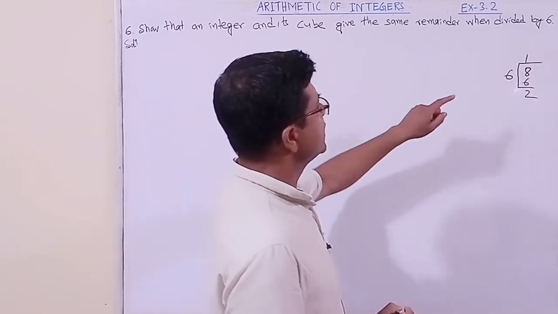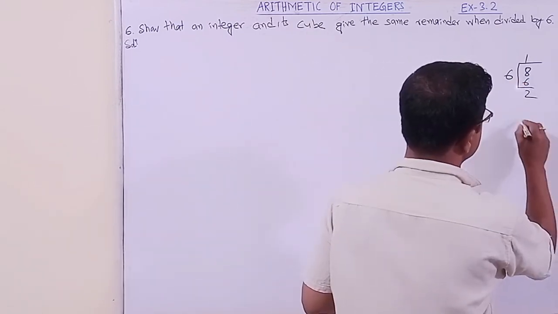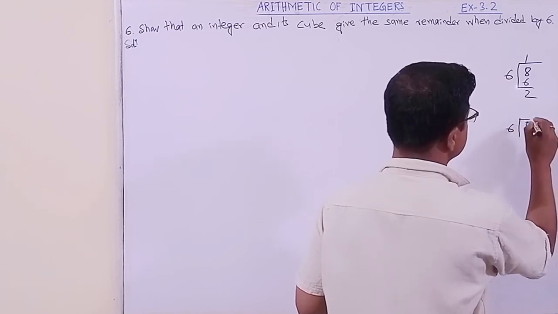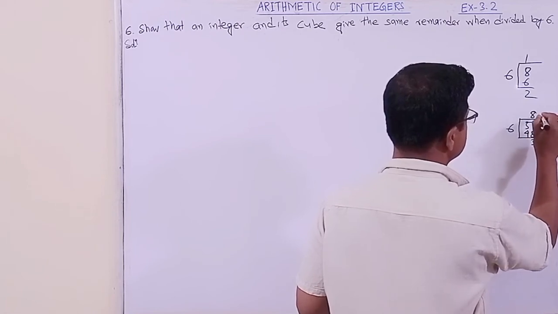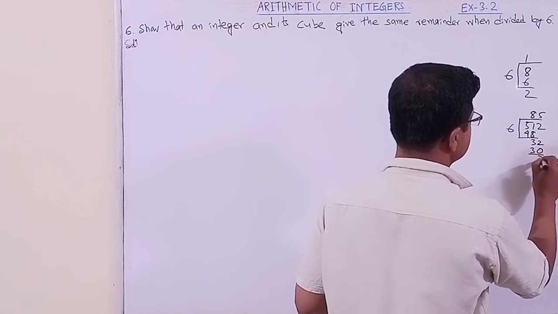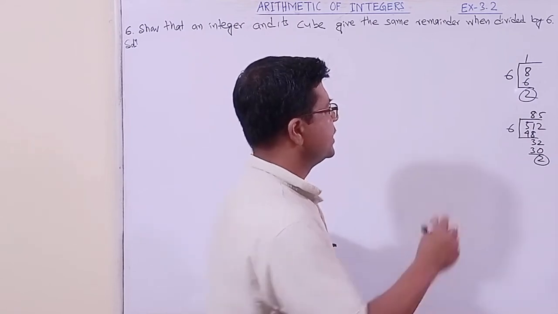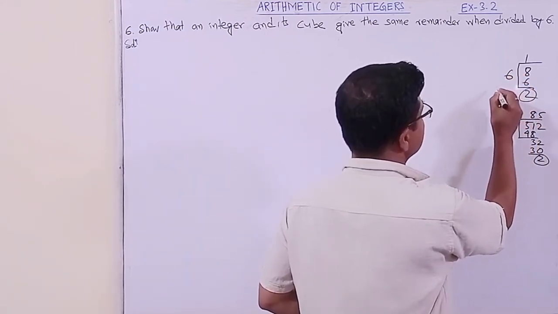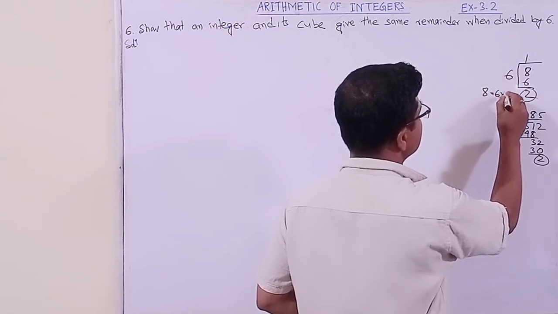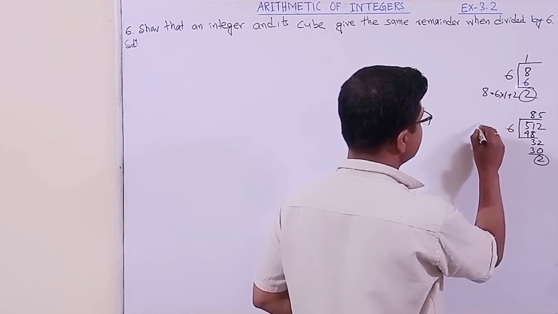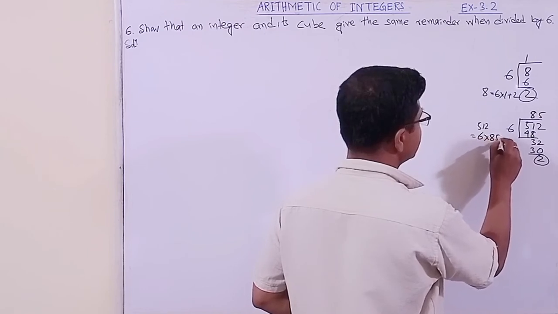Then it says, its cube. What is the cube of 8? 8 cube is 512. If we divide 512 by 6, what is the remainder? 6 eights are 48, 32, 6 fives are 30. The remainder is 2. In both the cases the remainder is the same. We have to show this. In the first case, 8 is 6 into 1 plus 2, and in this case 512 is 6 into 85 plus this 2.